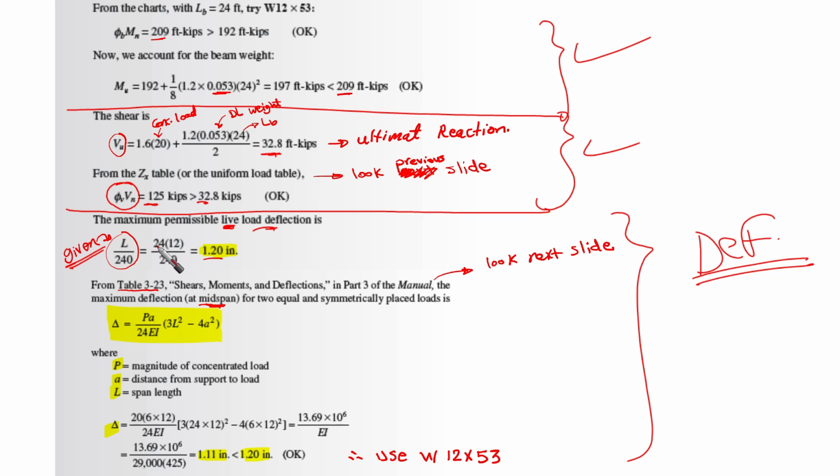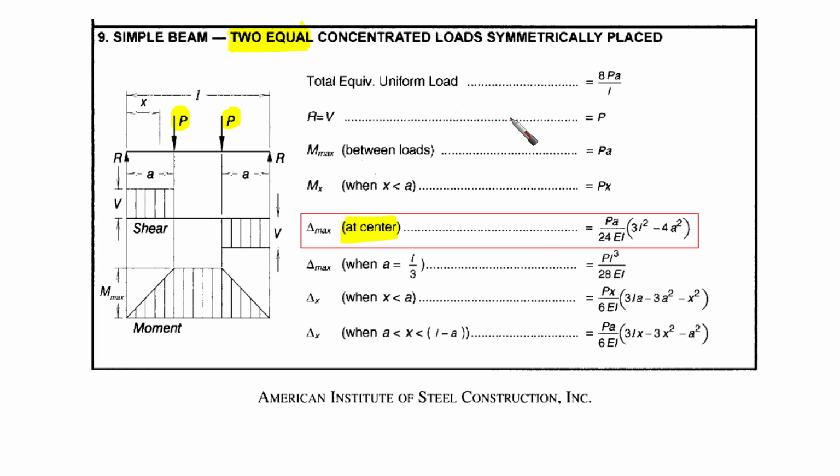Our L is 24 by 12, and over 240, this gives us 1.2 inches. Okay, from table 3-23, stop the video now and check this from the manual, which is titled Shears, Moments, and Deflections in part 3 of the manual. You're going to find it. Next slide here, you can find this one.